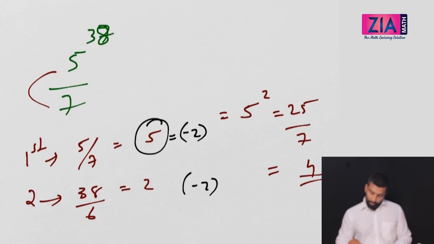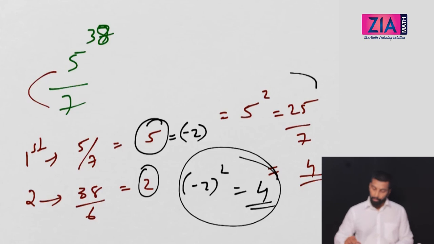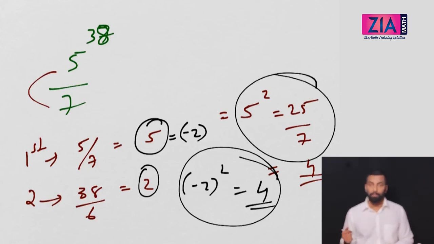Then it becomes minus 2 raised to 2, right? That will also give you 4. Just to make calculation easier so that you don't have to do this step. I hope you understood this.